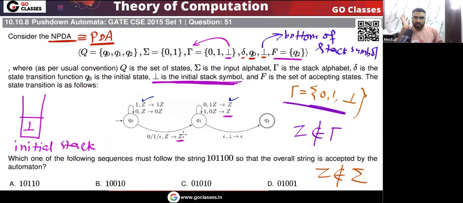Maybe you are thinking, sir, Z is the initial stack symbol, but that is not correct, because the initial stack symbol is already given to you. And you can see Z is not a stack alphabet symbol. So finally, I can say they should mention it here. This Z is actually your epsilon. Maybe they forgot to mention it. In this GATE 2015 question, maybe they forgot to mention it, but Z is actually epsilon here.